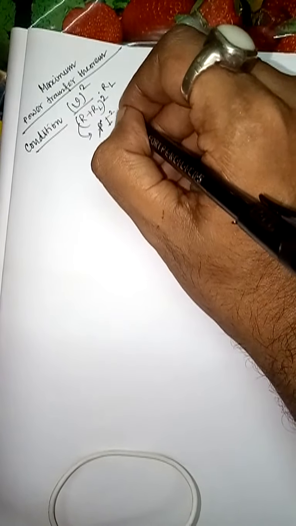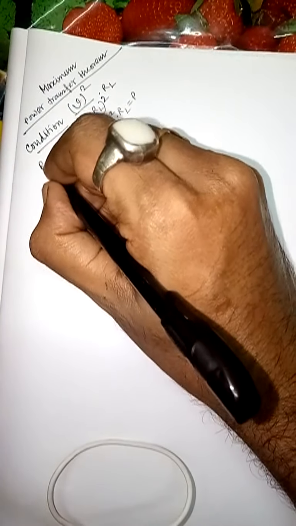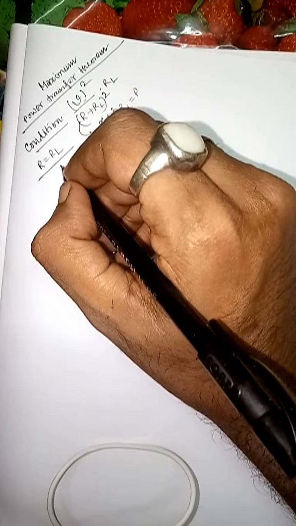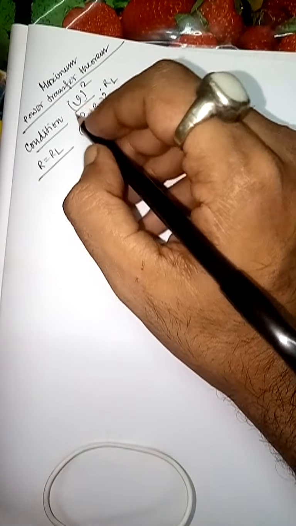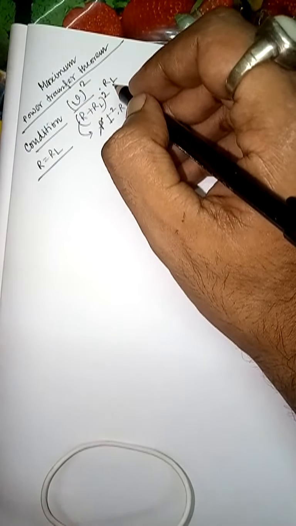Now one condition is coming: what is the relation between R and RL for maximum power on the load? Here it is RL, so the condition is R equals RL. Now how R equals RL is obtained can be easily done by taking the differentiation of this. So it can be easily proved how it comes in this particular form, R equals RL.